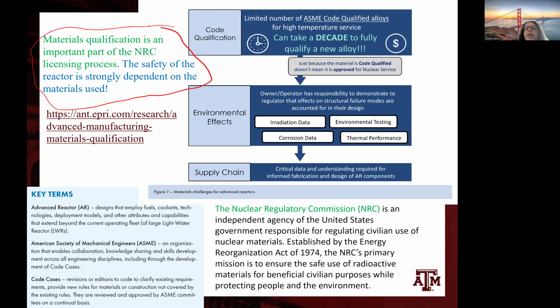And of course, one of the known code qualifications for materials is the American Society of Mechanical Engineers, or ASME. Materials that are already qualified in ASME would proceed as a first step in something like NRC qualification, but that's not enough for nuclear energy applications. So things like the environmental effects, right?